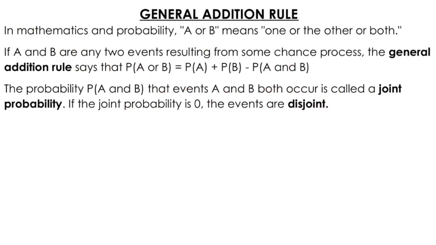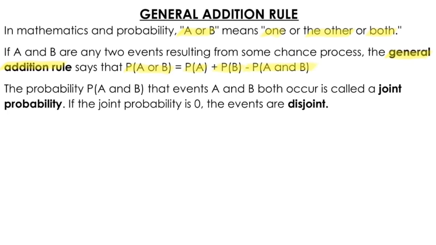So the general addition rule in mathematics and probability: A or B means it could be A or B, or both A and B happening at the same time. If A and B are any two events resulting from some chance process, the general addition rule says that the probability of A or B is equal to the probability of A plus the probability of B minus the intersection of A and B, which was referenced on a previous slide.